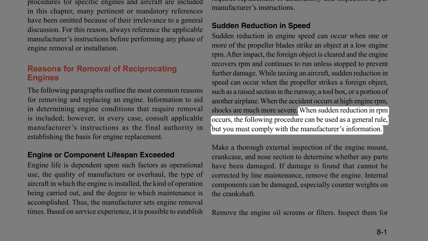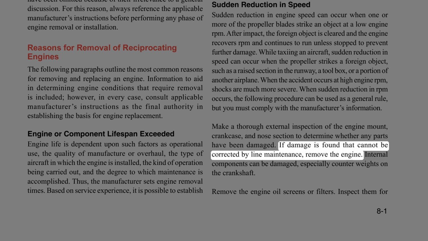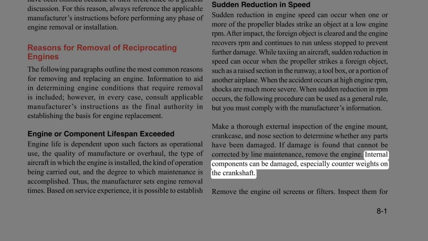When sudden reduction in RPM occurs, the following procedure can be used as a general rule, but you must comply with the manufacturer's information. Make a thorough external inspection of the engine mount, crankcase, and nose section to determine whether any parts have been damaged. If damage is found that cannot be corrected by line maintenance, remove the engine. Internal components can be damaged, especially counterweights on the crankshaft.